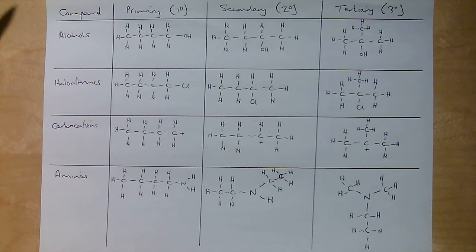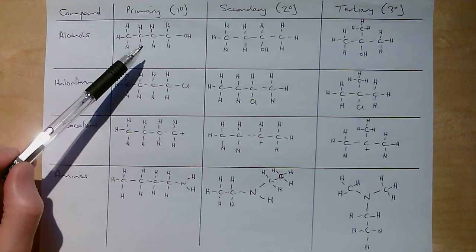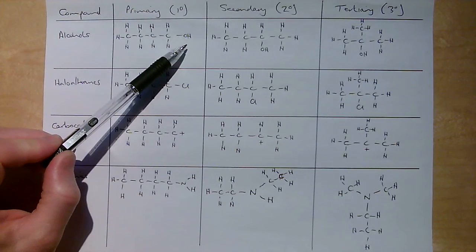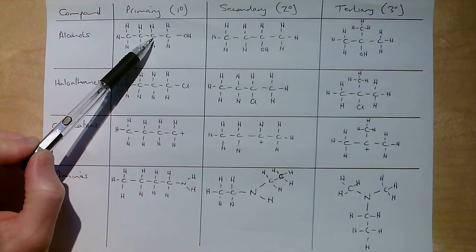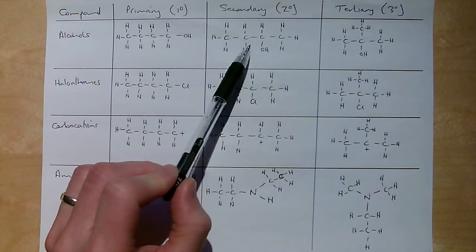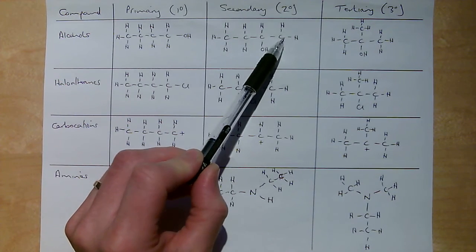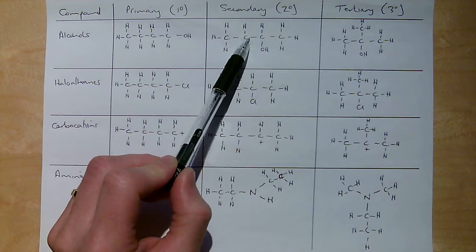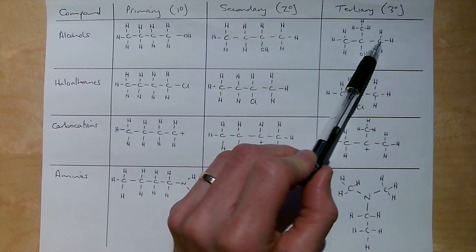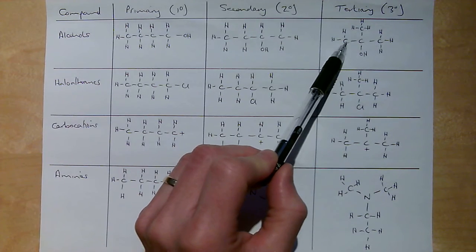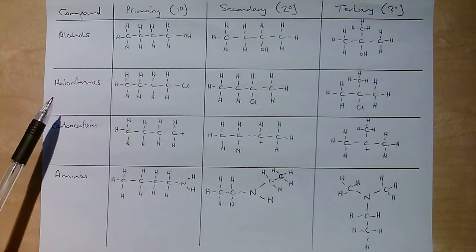The first way is this. If I take my alcohols here, my primary alcohol, the OH group, so that's my functional group, is attached to a carbon that's attached to one other carbon. For my secondary alcohol, the OH group is attached to a carbon that's attached to two other carbons. And my tertiary alcohols, the OH group is attached to a carbon that's attached to three other carbons.